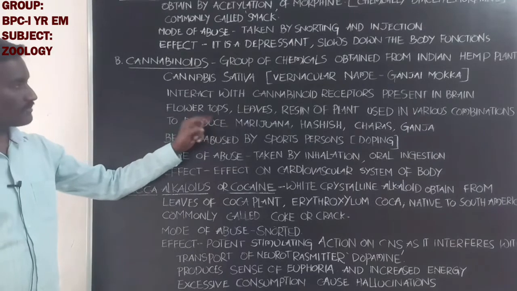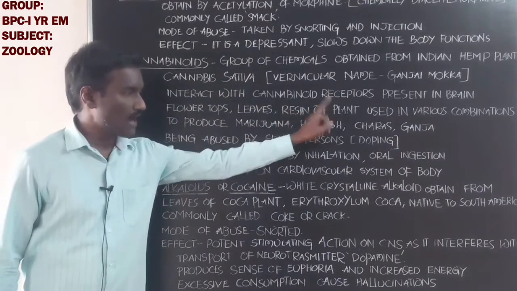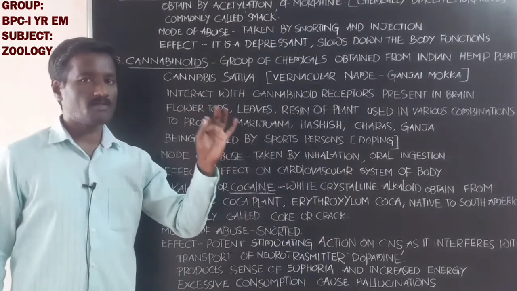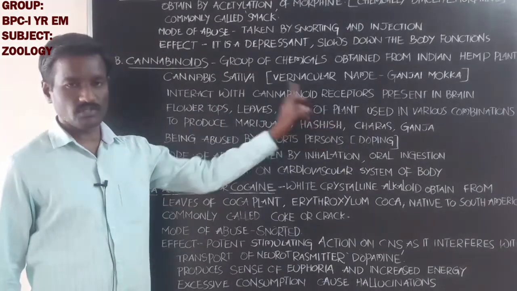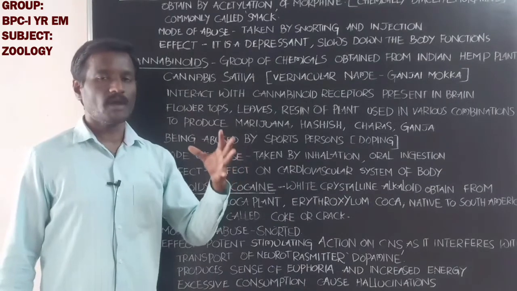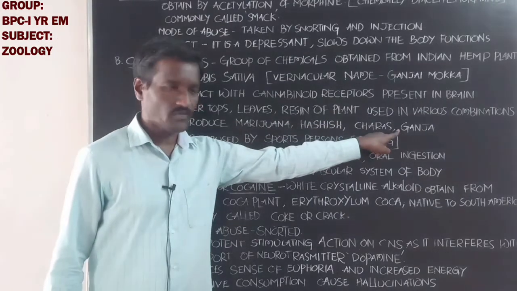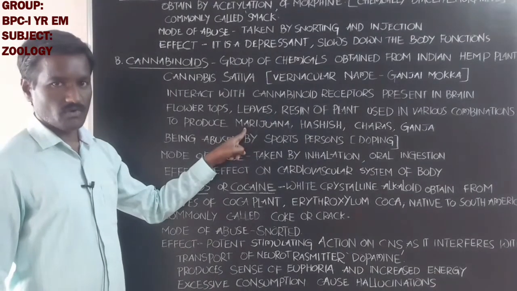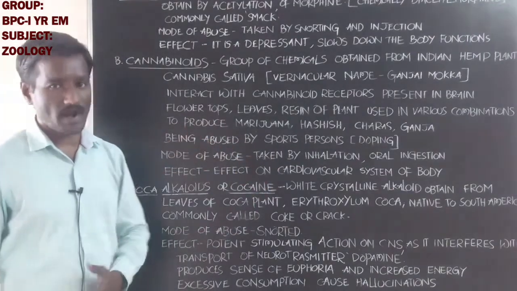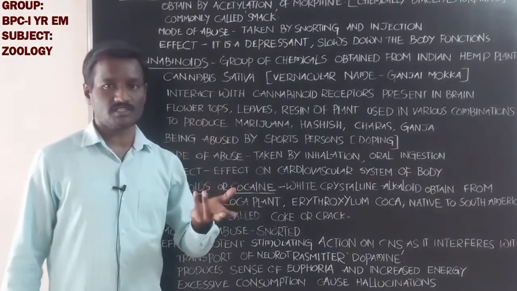Students, the flower tops, leaves and resin of the cannabis sativa plant are used. Resins are organic substances derived from the plant. They are used in various combinations to produce different types of cannabinoid drugs such as marijuana, hashish, charas and ganja. These are obtained from different parts of the plant.